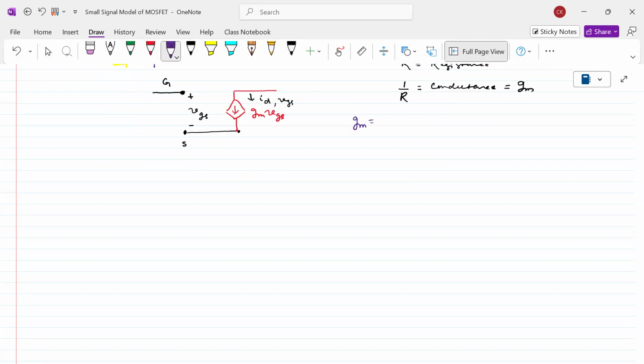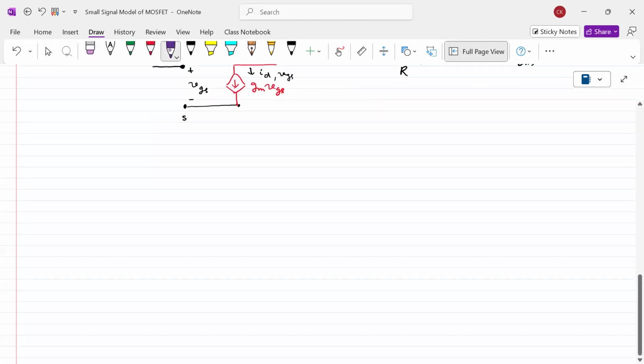There are three different options. One is, let me write here, mu Cox W by L. But how do we get this particular one? Can anyone help me? What is the root way that we have to get this gm? gm is derived by, yes, very good, dou ID divided by dou VGS. So that's how we'll get it.